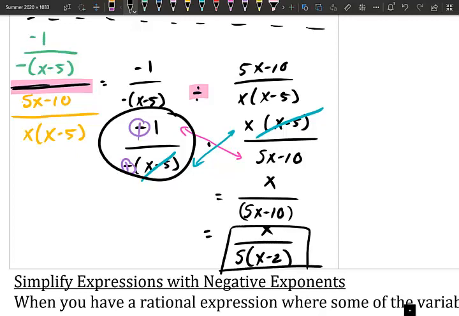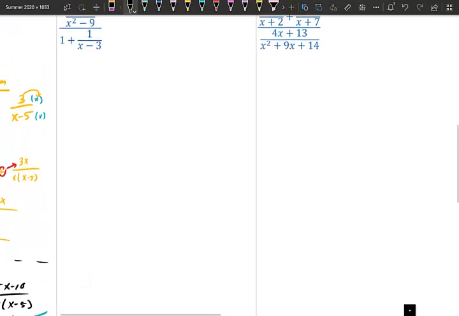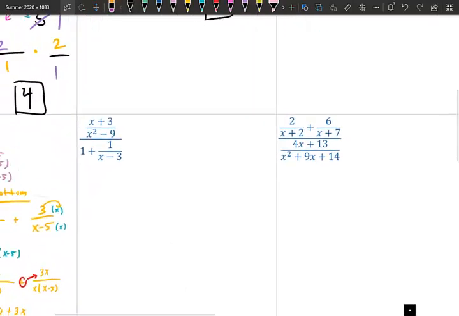So how do you know you're done? Ask yourself, look at the top. Can I factor? Nope. Bottom. Can I factor? Yes or no? It just depends, okay? All right. Moving on.